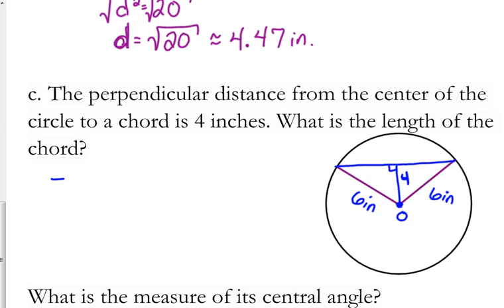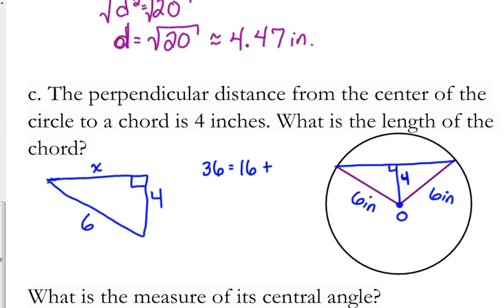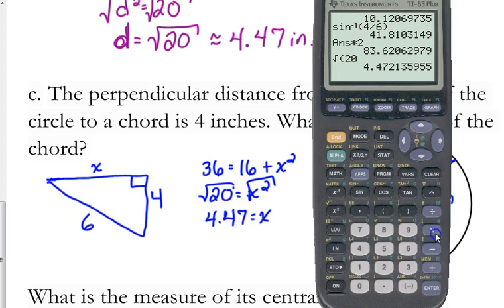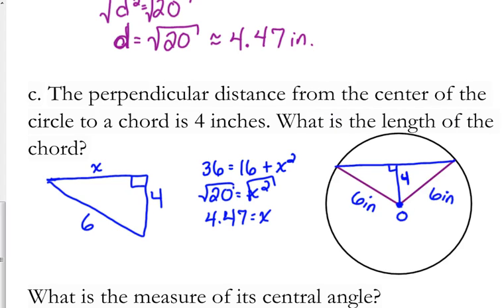So let's start. Again, let's isolate that triangle. We've got 4, we've got 6. Let's find that side length. 36 is equal to 16 plus, we'll call it x squared. Well, that's the exact answer we just got. So approximately 4.47, but that's not the length of the chord. That's only half the chord. That's the length of that side of the triangle. So multiply by 2. 8.94. We'll call it AB.